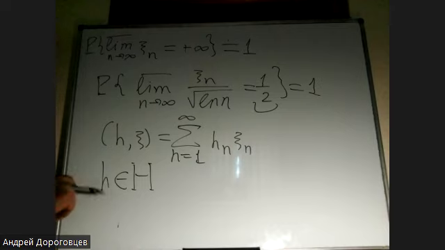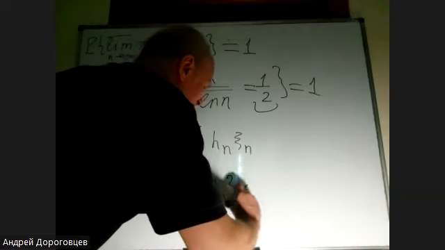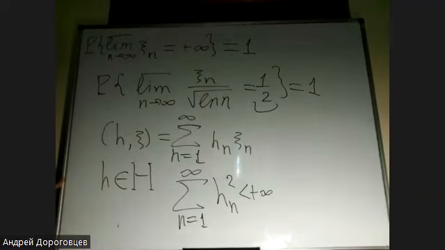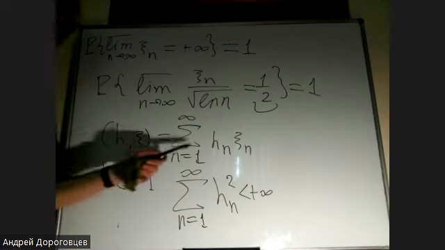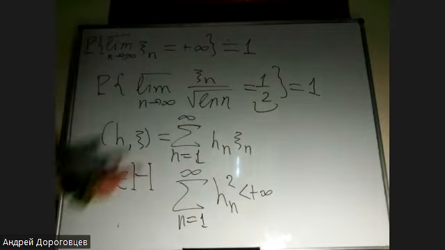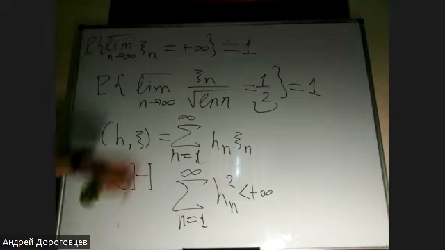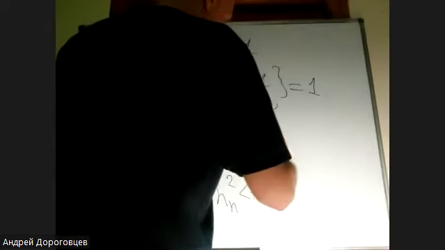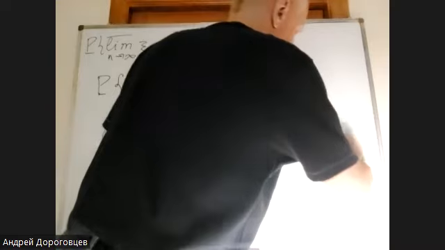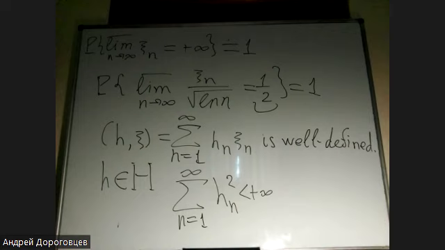So due to Parseval's identity, we know that the sum from n equal 1 to infinity of h_n squared is less than infinity. Then, using Kolmogorov theorem about the series, one can say that this series converges with probability 1, converges in L2 sense. So this sum is well defined.